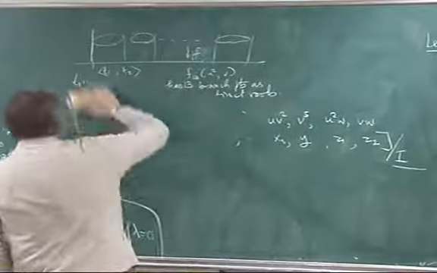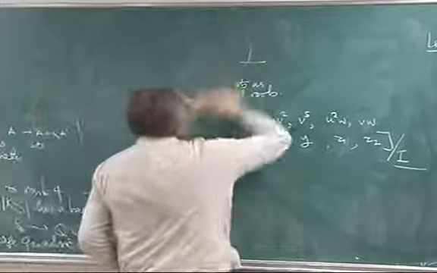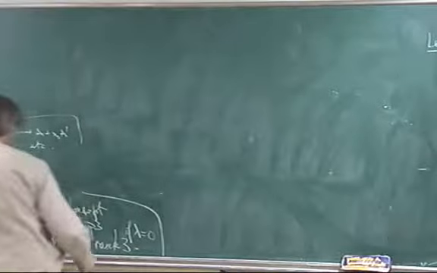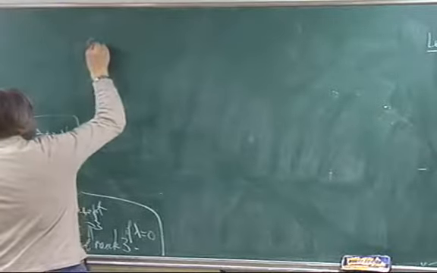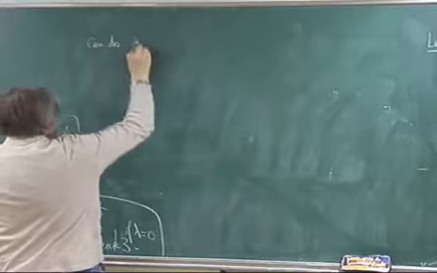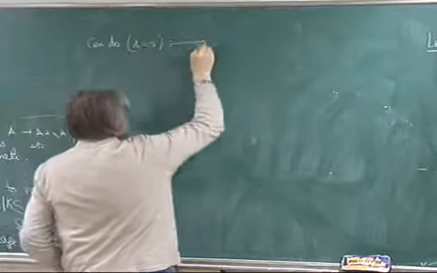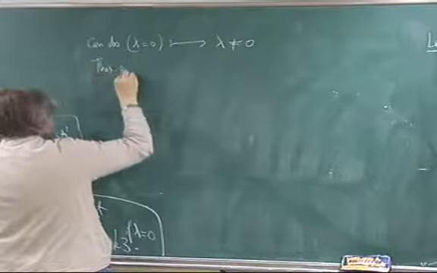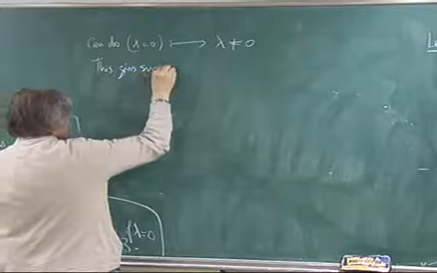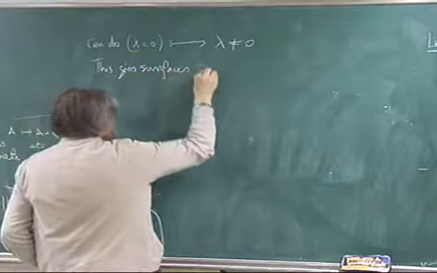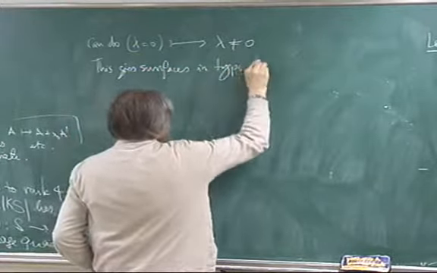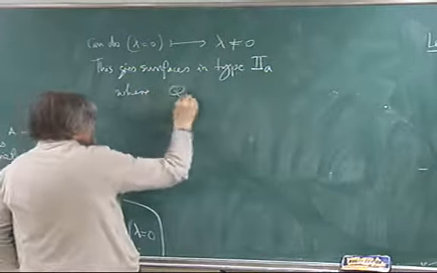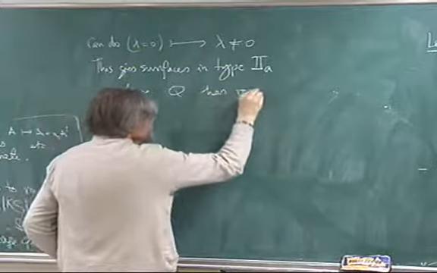I have just rubbed out the equations, I'm going to have to write them out again. Right, or I can take lambda equals 0 and change to lambda not equal to 0, and this gives surfaces in type 2a, where Q is rank 4.